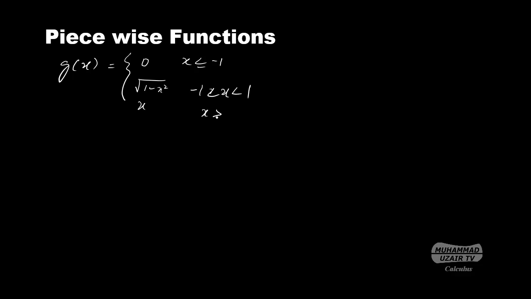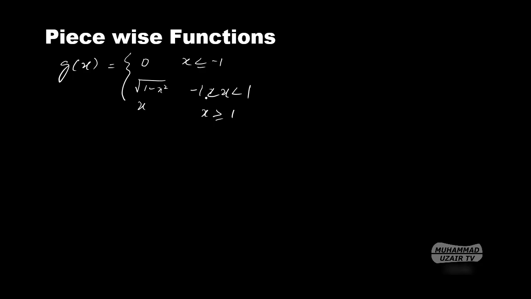To understand piecewise function more, let's do some more examples. Let's suppose we have g of x equal to 0 when x is less than or equal to minus 1. G of x is equal to the square root of 1 minus x squared when x is greater than minus 1 and less than 1, and g of x is equal to x when x is greater than or equal to 1.